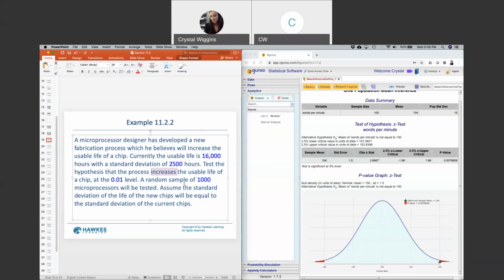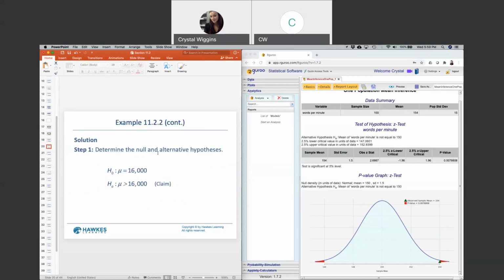A random sample of 1,000 microprocessors would be tested. Assume the standard deviation of the life of the new chips is equal to the standard deviation of the current chips. Okay, so this line right here is a little tricky. This is telling us to assume the population is normally distributed. It's another way of testing the distribution, which we don't even need because the sample size is ginormous. It's way bigger than 30, so we're good to go there.